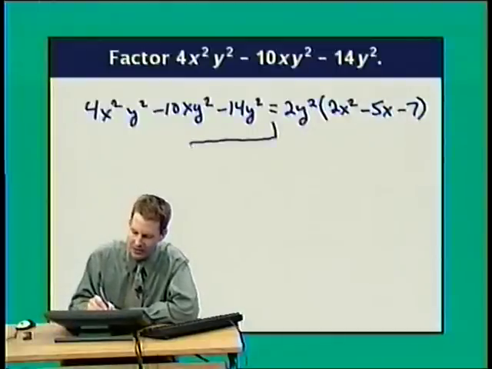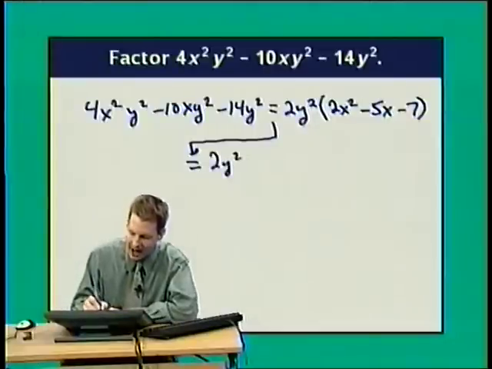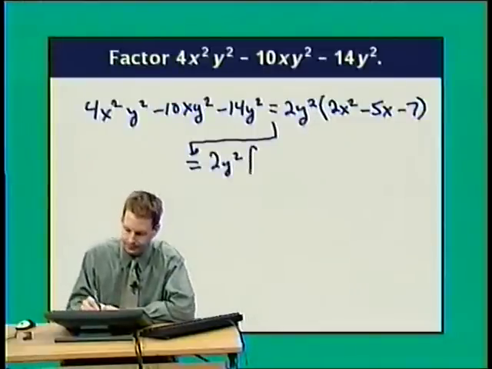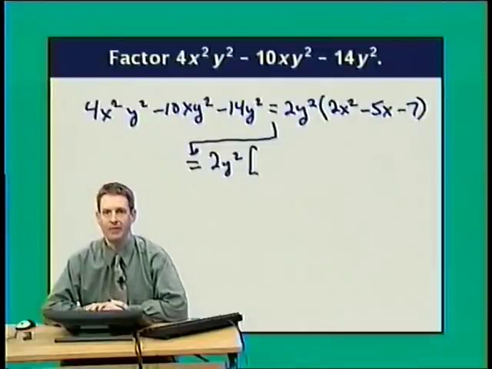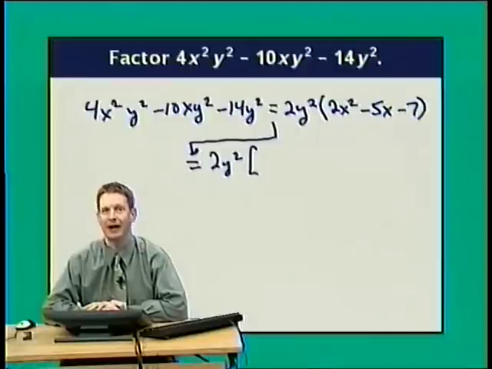I'm going to move my equal sign a little bit to the left so that I have some room. I still have my factor of 2y squared. I need to find a pair of numbers that multiply to 2 times negative 7, which is negative 14, and add to negative 5. When I think of numbers that multiply to 14, the first thing that jumps to my head is 2 and 7. The first thing that might have jumped to your head is 1 and 14, but I'm pretty sure 2 and 7 would jump to your head eventually. And sure enough, 2 and 7 have a difference of 5.